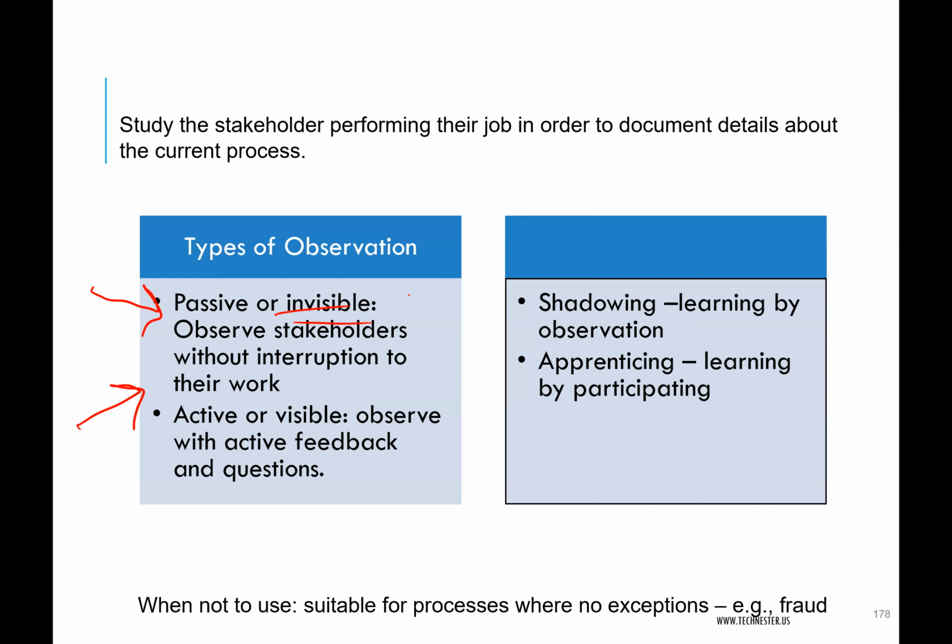So passive is you are invisible, right? You are not interrupting the flow of work, but you are collecting information, right? Active is where you interrupt the flow of work. You are participating. You are actually, if possible, doing the work in order to understand the process. So you are involved with the work in order to understand the process.